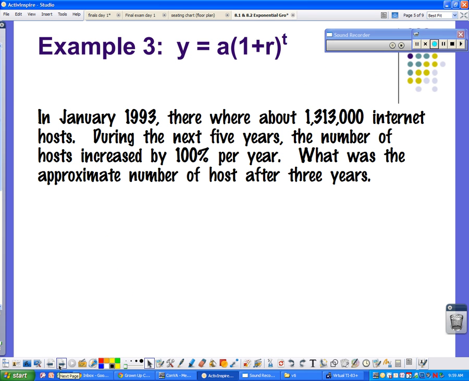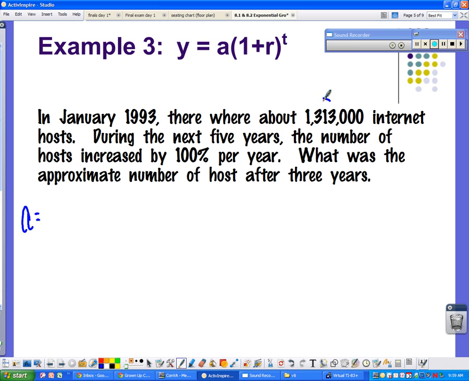for the problem. It says in January 1993 there were about 1,313,000 internet hosts. During the next 5 years, the number of hosts increased by 100% per year. What was the approximate number of hosts after 3 years? So when you're looking at this, remember, here's your formula, y equals a times the quantity 1 plus r to the t power. So before you even start out, it's always a good idea to go ahead and find out, what is that a? What is my initial amount?